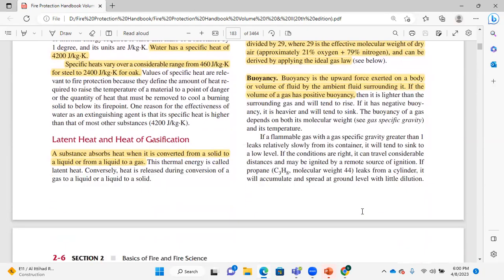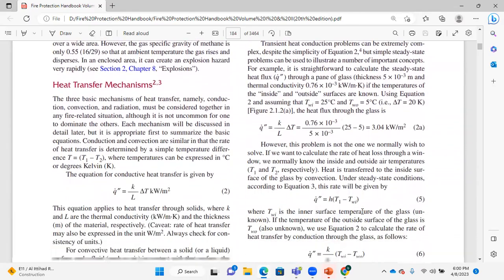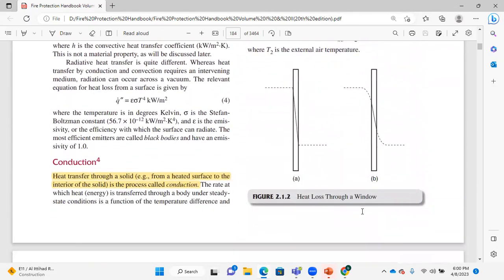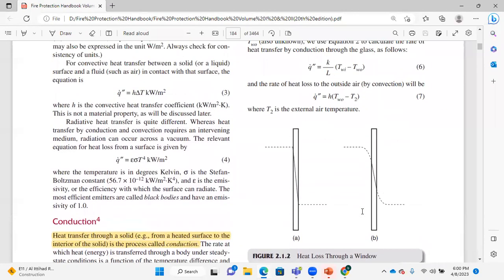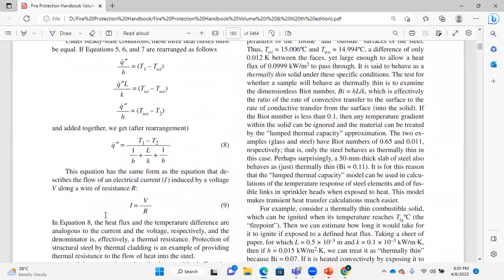Okay, then latent heat of gasification. Then all these points. Now you can see here, this all is calculation. Calculations are not part of the examination. They are not even in the slides. Okay. So conduction. Okay. Then we will move on.